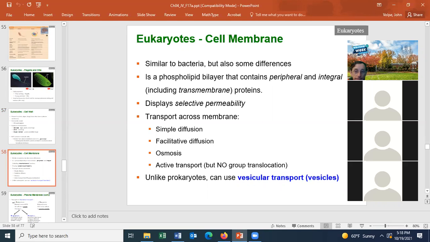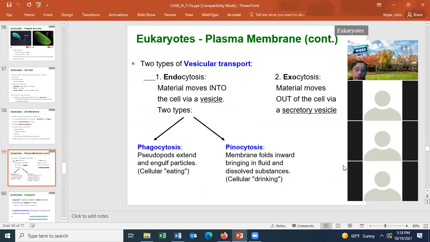All right, let's move on. Eukaryotes have two types of vesicular transport. There's endocytosis, that's bringing material inside the cell via a vesicle. And there's exocytosis, the movement of material outside of the cell by a vesicle, which we call a secretory vesicle, because it secretes the contents of the cell outside of the cell. Any question about that?